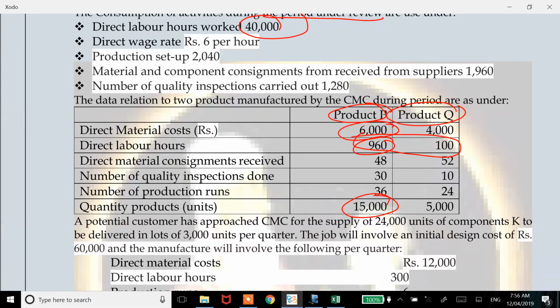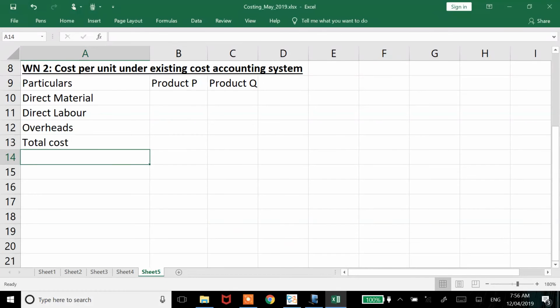Normally you have three categorizations: direct material, direct labor, overheads, and you get to the cost. In most questions only these three will be there. Rarely you will see something extra. So the columns are particulars, product P, product Q, direct material, direct labor, overheads and total cost. How much is the direct material? 6,000 and 4,000.